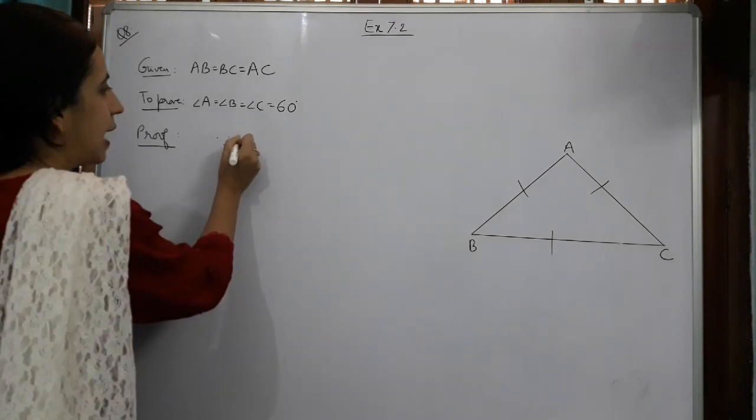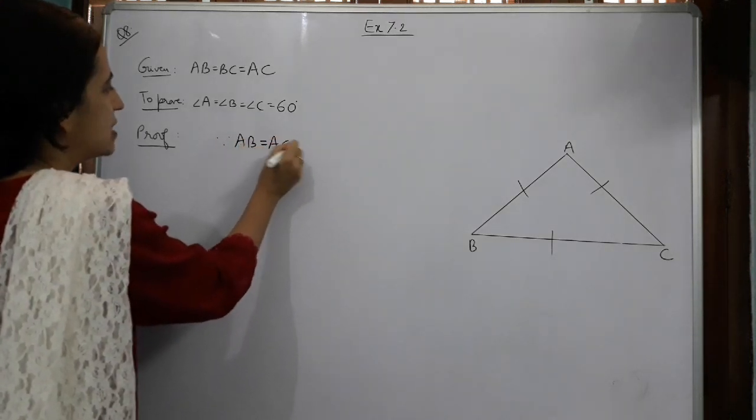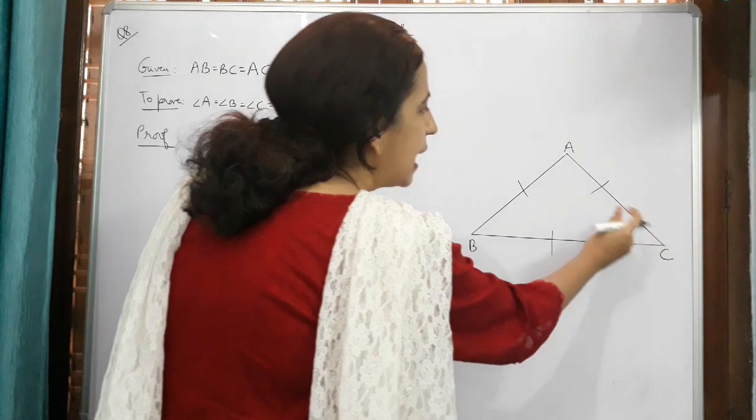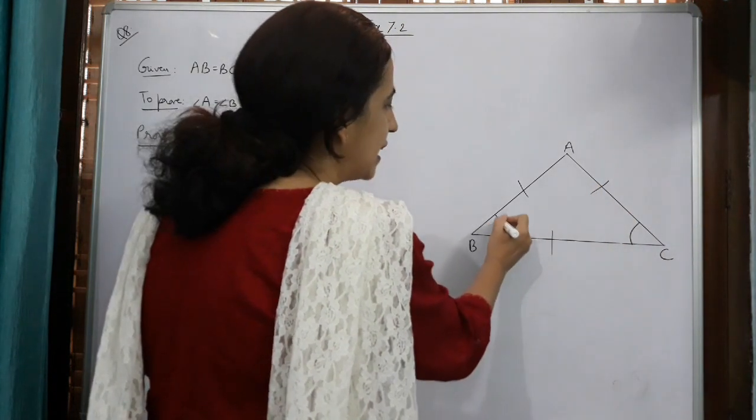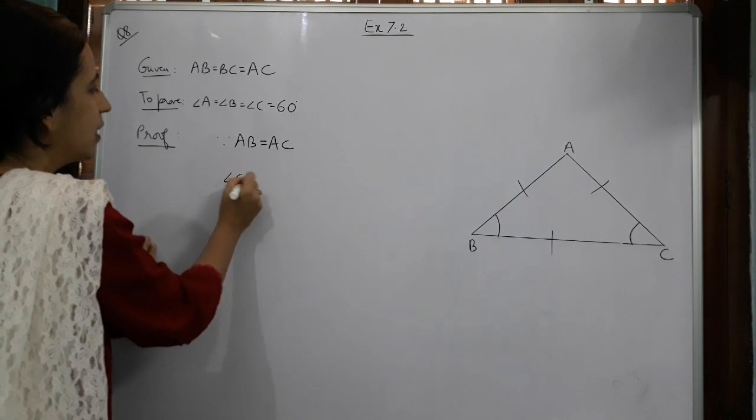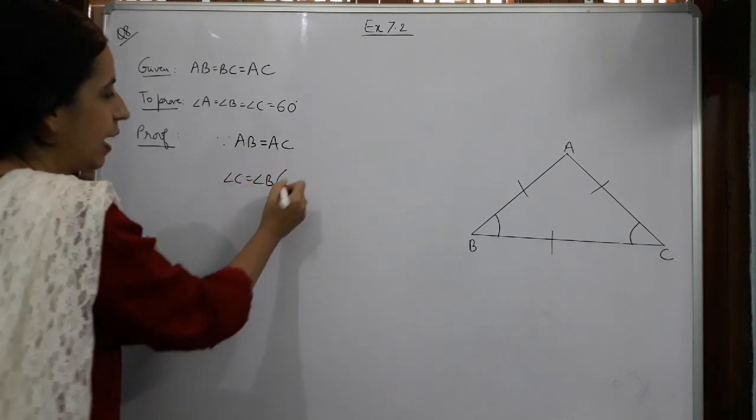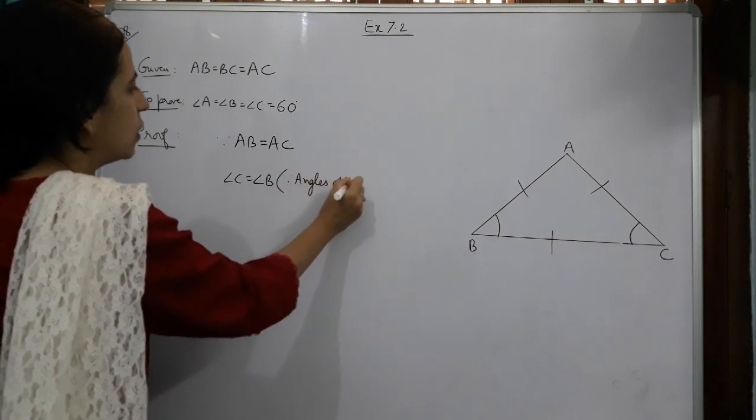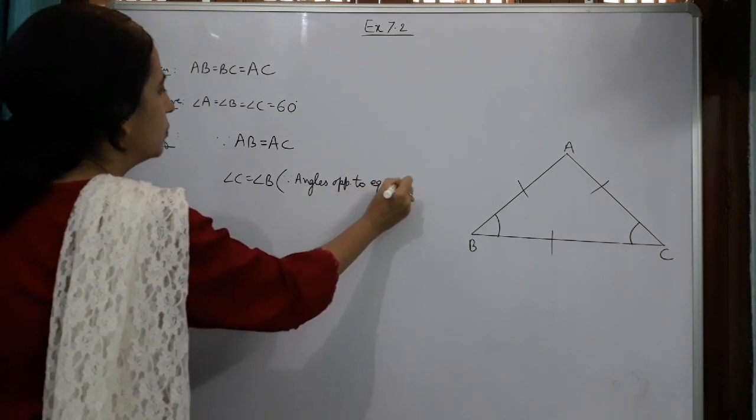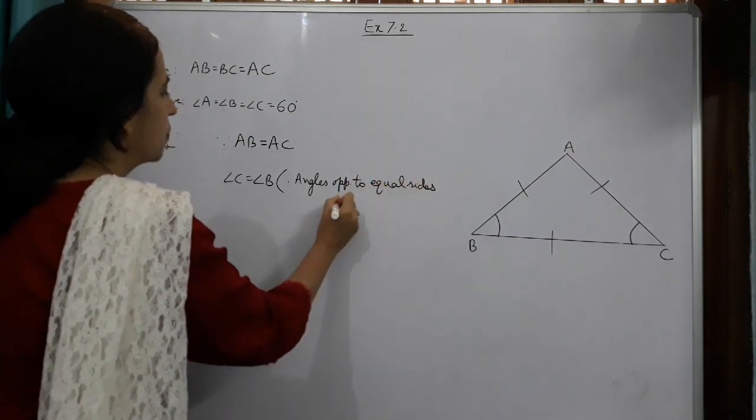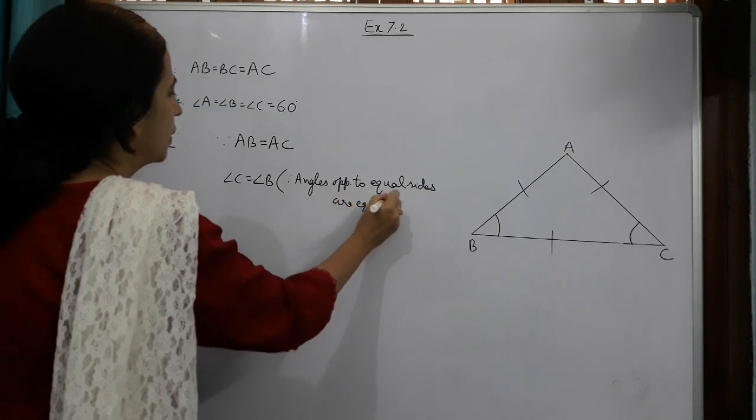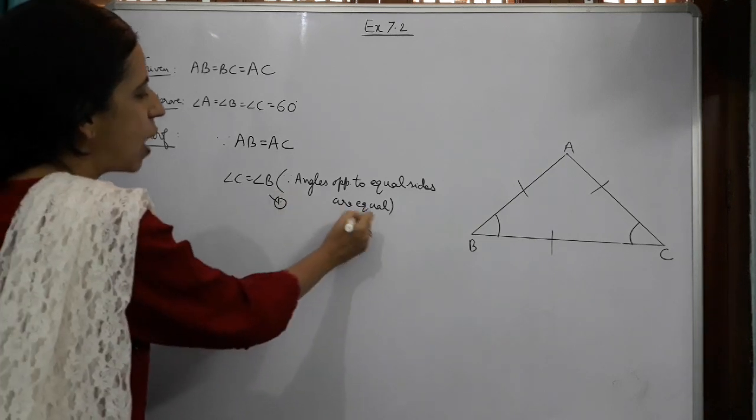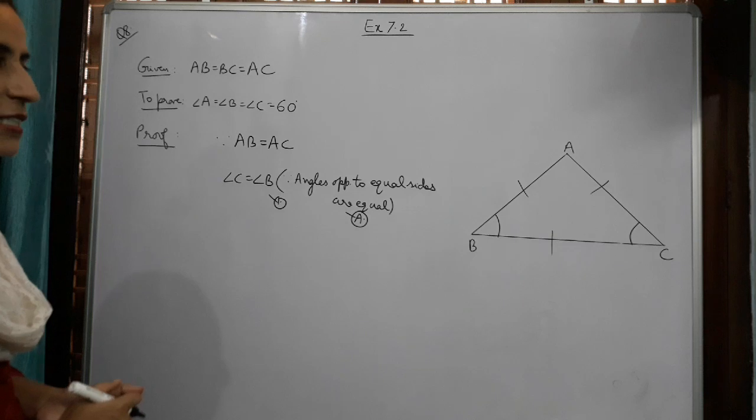Now since AB is equal to AC, what is the angle opposite to AB? It is angle C. And what is the angle opposite to AC? It is angle B. So we obtain angle C is equal to angle B, and the reason we know is that angles opposite to equal sides are equal. So that is why angle C is equal to angle B. Let this be equation 1 and let this property be property A.